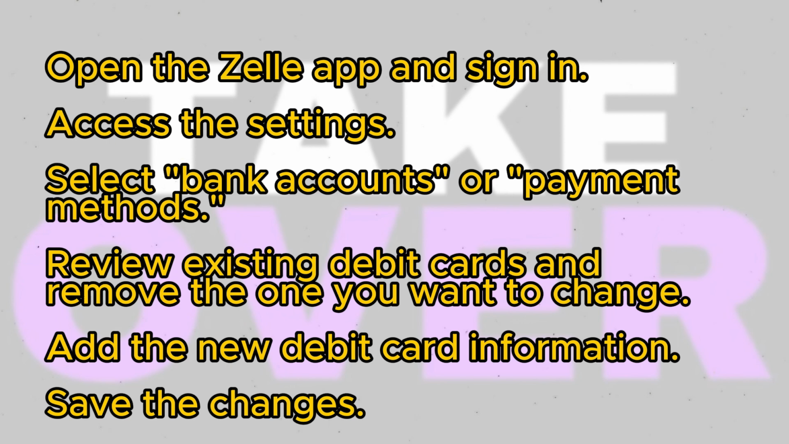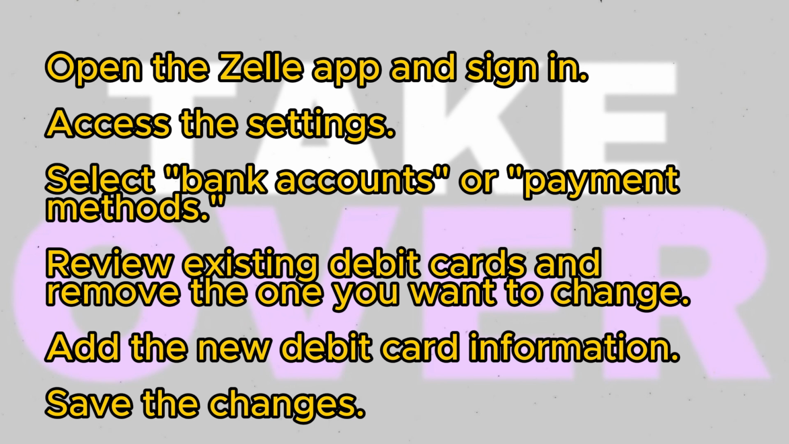Sign in to your account using your credentials. Next, access the settings by locating and tapping on the settings option within the app. This is typically represented by a gear or gear shift icon and can be found in the top right or bottom navigation menu. Within the settings menu, look for an option such as bank accounts or payment methods and tap on it to access your linked bank accounts.